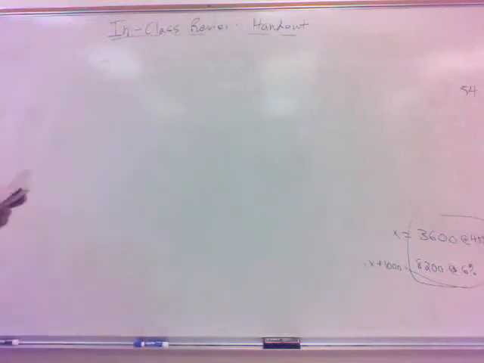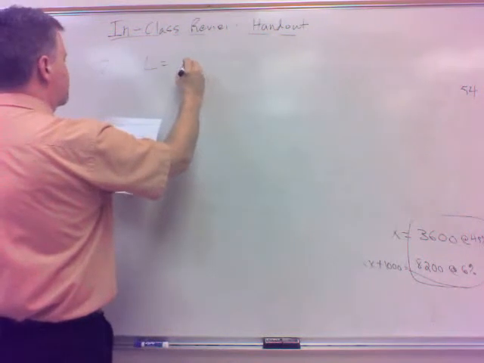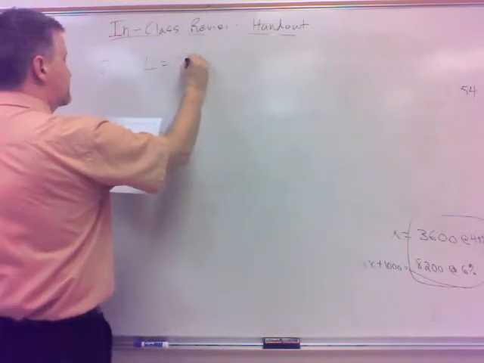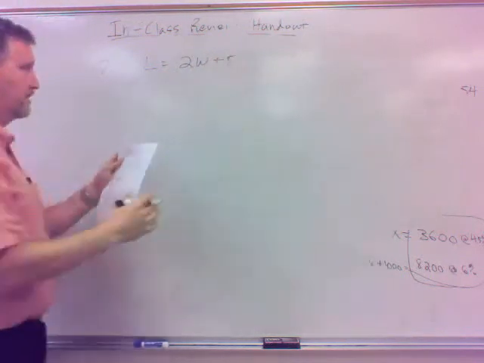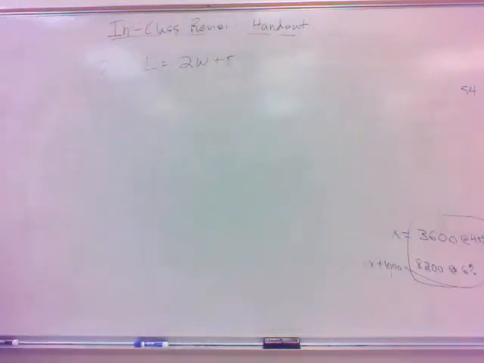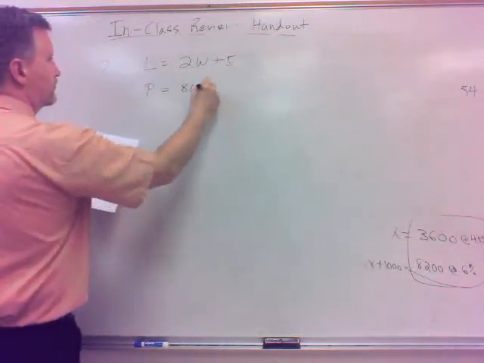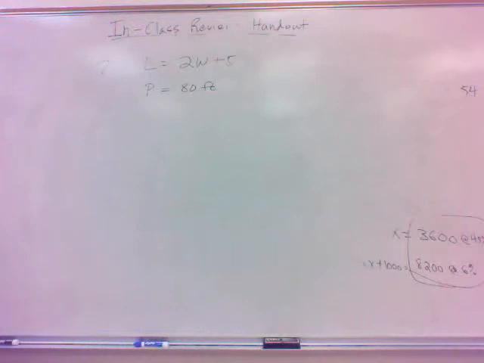It says the length of a rectangle is 5 feet longer. So let's say length is 5 feet longer than twice the width. How would that be? Well, twice the width, 2w, 5 feet longer, plus 5. So that's a lot like we have on the other one. And the perimeter is 80 feet. Find the dimensions, the length and the width of this rectangle.